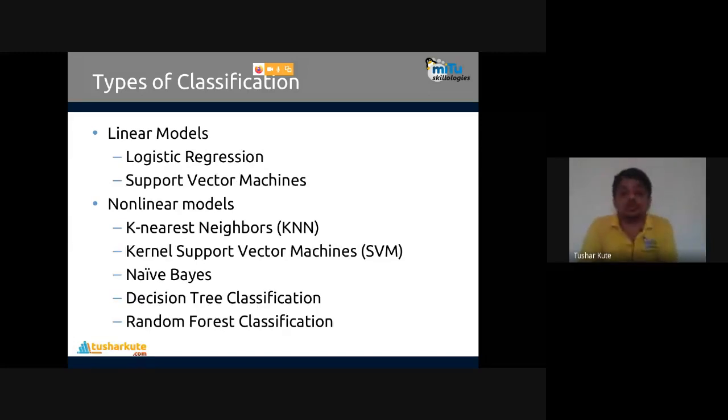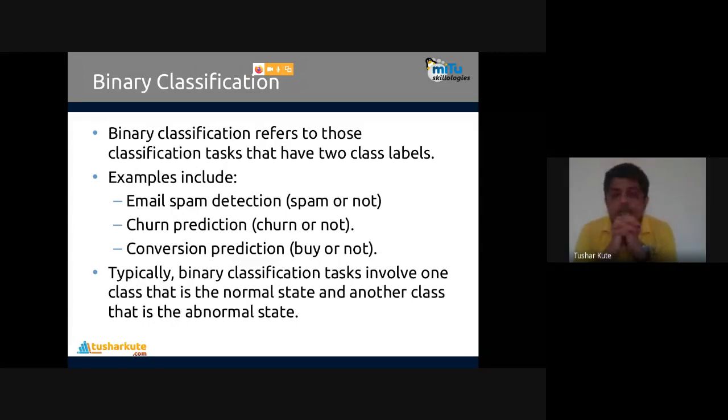Just like linear regression we have seen, linear regression is a linear model. In the same case, we can use a special case of linear regression called logistic regression, which is used for classification data. Remember. Now, let's see one by one.